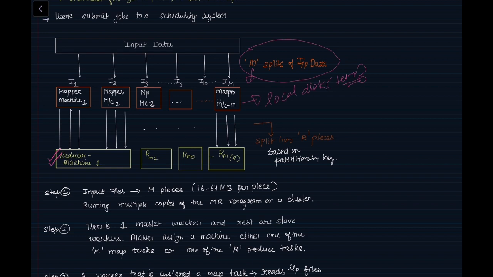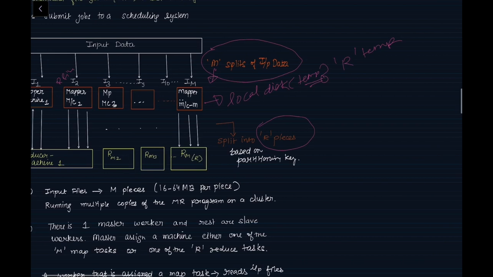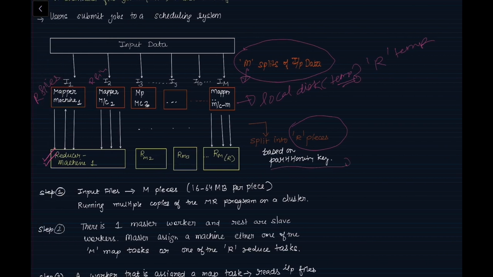Now the mappers are basically keeping temporary files, because we are splitting all this intermediate input space into R pieces. So each machine will keep R local files, and then the reducers will get all these files from all the mappers. Once the reducers have all the data, the reducer is responsible for merging and sorting that data so that it can perform its operations. And how are we splitting these intermediate values into R pieces? Based on a partitioning key.